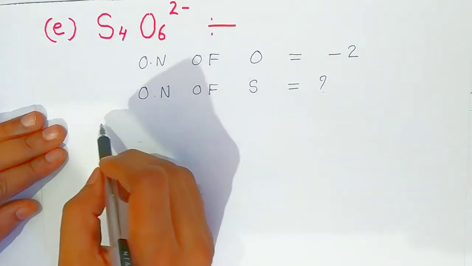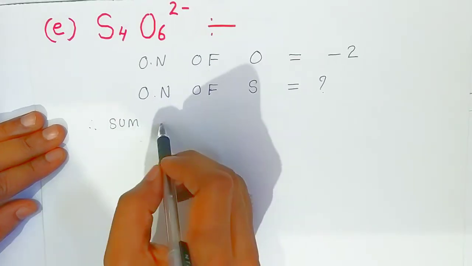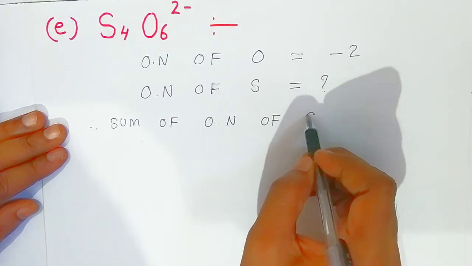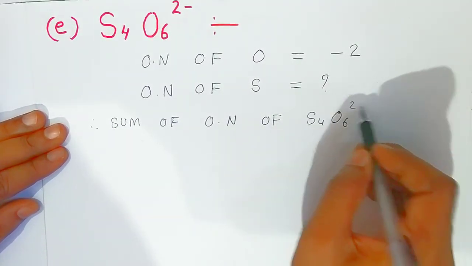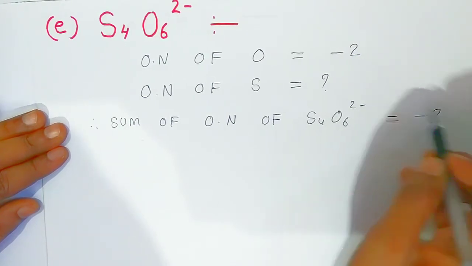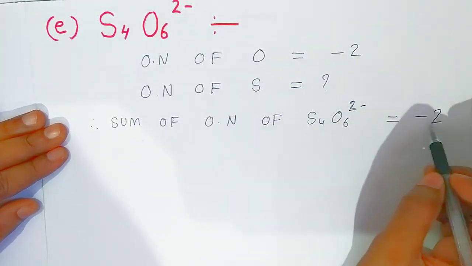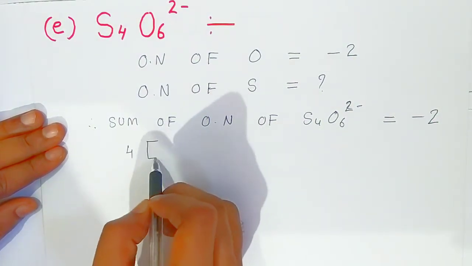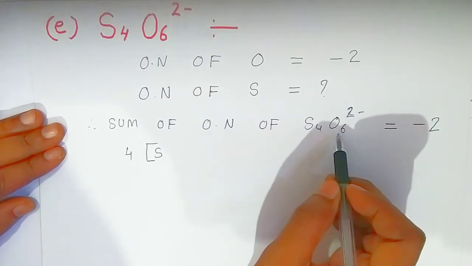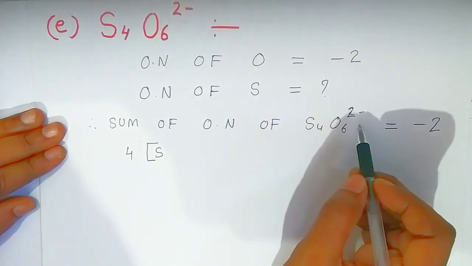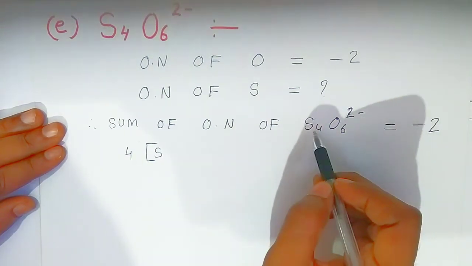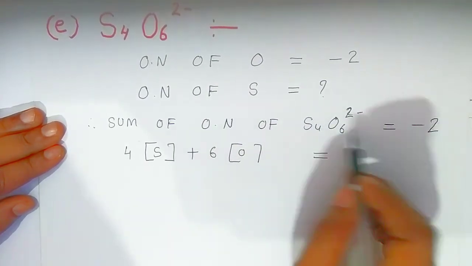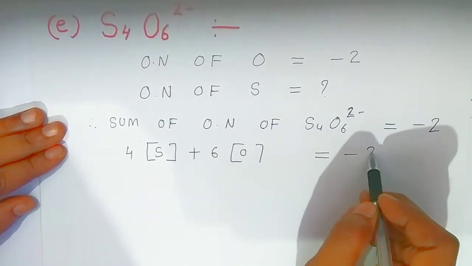Same way students, we know that the sum of the oxidation numbers of an ionic compound S4O6 2- is always -2. The charge which it carries is 2 minus, so the sum of the oxidation numbers will be -2. Okay students, here how many sulfurs? 4 sulfurs are involved in this compound. This ion is a negatively charged ion, we call it an anion. So this is made up of 4 sulfur atoms plus 6 oxygen atoms, and the total charge of this compound is -2.